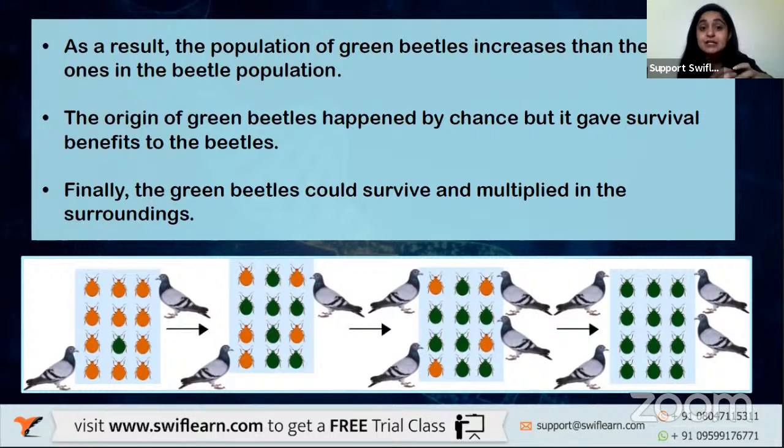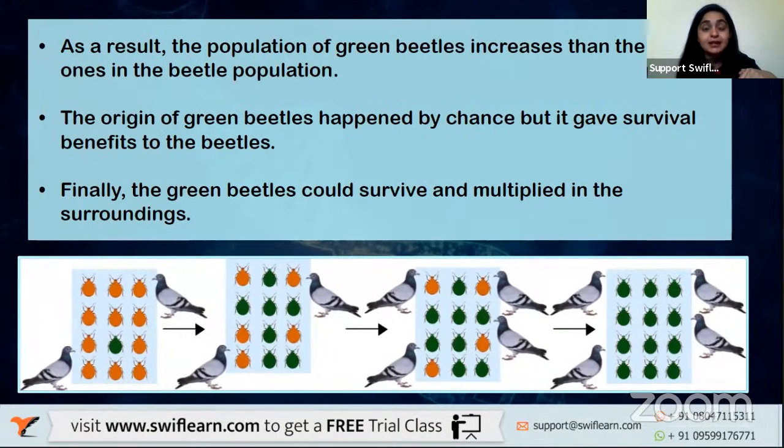The origin of green beetle happened by chance, but it gave survival benefits to the beetle, isn't it? Finally, the green beetle could survive and multiply in the surroundings, right? So hence the green color helped the beetle to survive on that particular plant because of the color they got by chance.